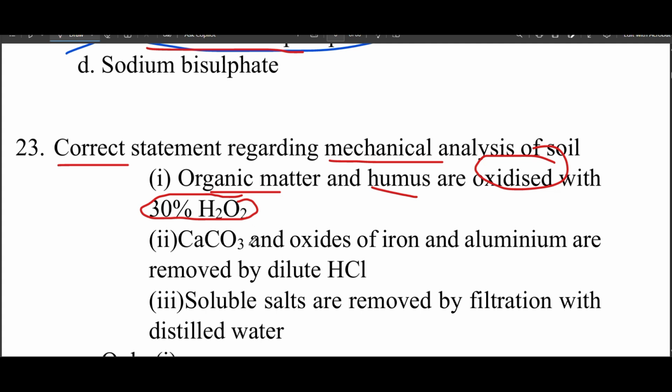The next sentence: calcium carbonate and oxides of iron and aluminium are removed by dilute HCl. So calcium carbonate and oxides of iron and aluminium, Fe2O3 and Al2O3, oxides like that, we will remove by using an acid. So here we use dilute HCl. So this answer is also correct. The next: soluble salts are removed by filtration with distilled water.